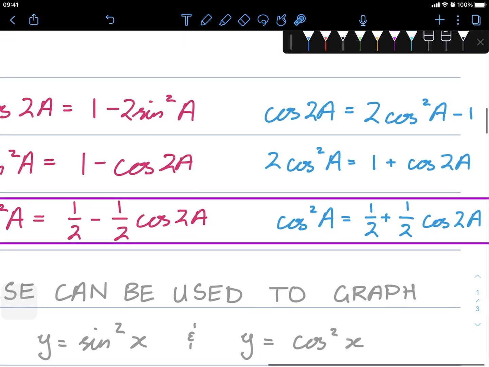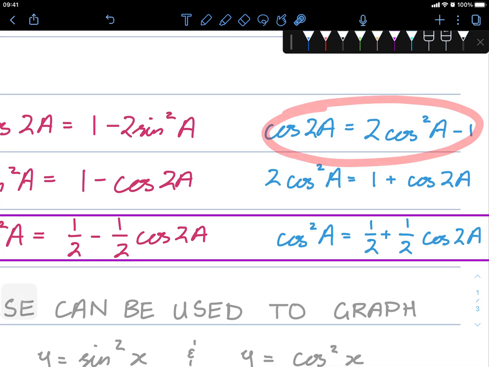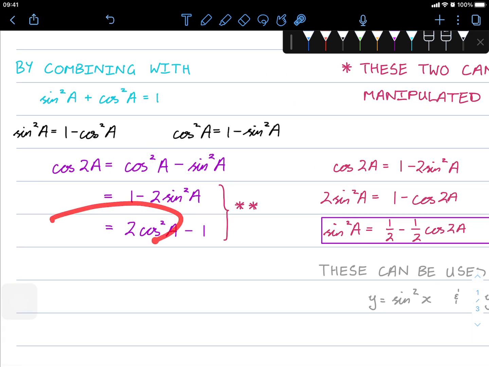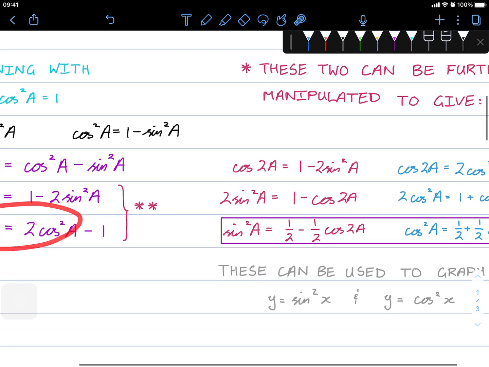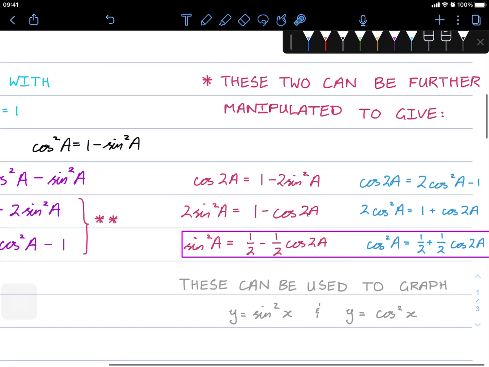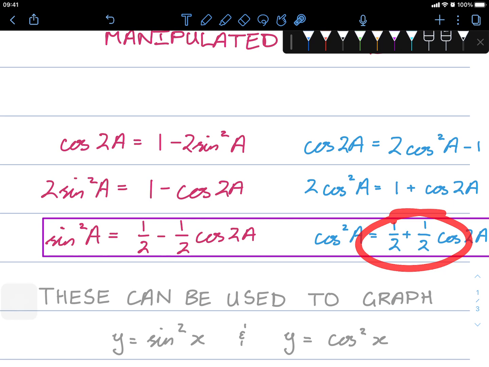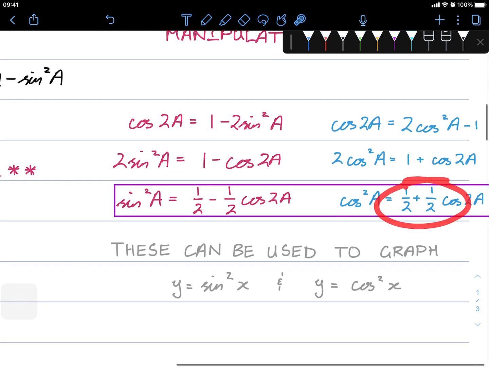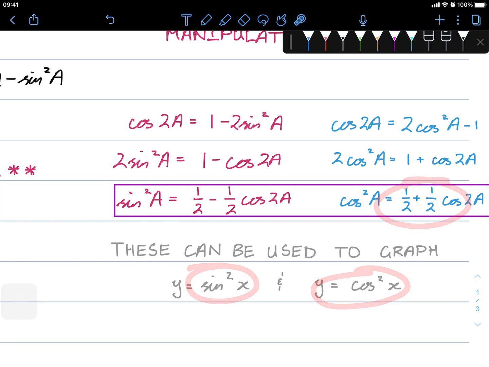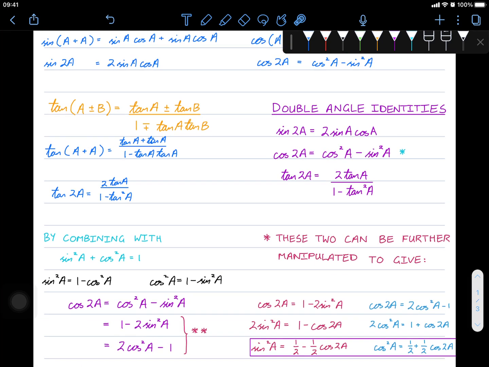The same logic can be applied for this. So we have the identity cos 2a. Remember, we can get it from here. Rearranging that, moving the plus 1. So 2 cos squared a is equal to 1 plus cos 2a. Halving everything, we get these two expressions. And this is how actually we'll be graphing y is equal to sine squared x and y equals cos squared x. Alright, so these are the identities we'll be using.